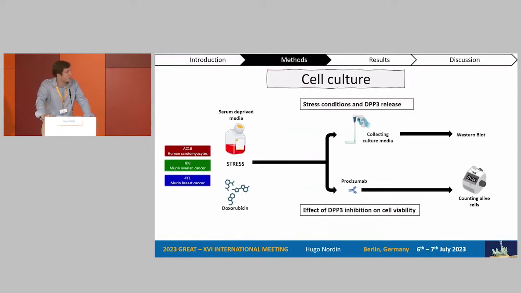For that, we built a cell culture model with human cardiomyocytes, mouse ovarian cancer cells, and mouse breast cancer cells. We submitted them to stress in the form of serum-deprived media or doxorubicin treatment, and we collected the culture media after 24 hours to measure whether there was any DPP3 in it. We also inhibited DPP3 with our antibody procizumab, and we studied the effect on cell viability.